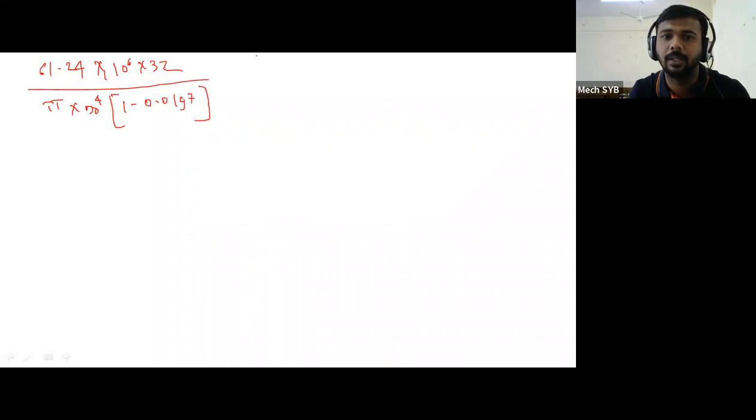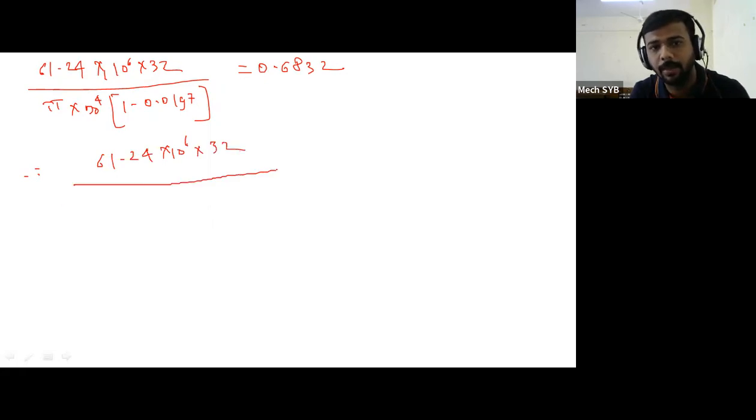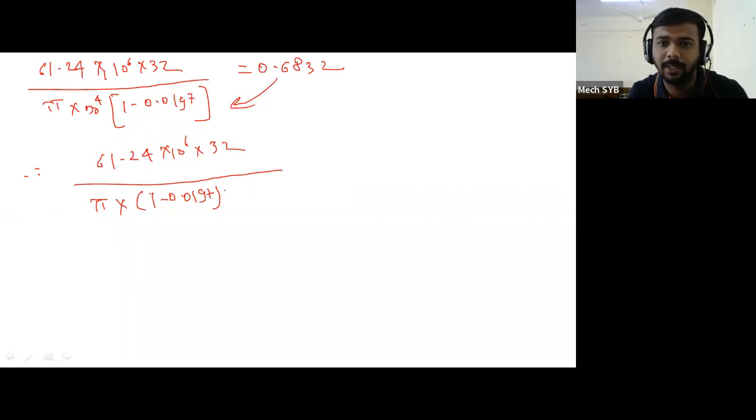61.24 into 10 raised to 6 into 32 divided by pi term. If you take d raised to 4 outside the bracket, then inside the bracket you are left with 1 minus 0.0197 divided by 0.6832. And you write the d raised to 4 term, then you will get the answer: 61.24 into 10 raised to 6 into 32 divided by this pi value as it is, into bracket 1 minus 0.0197. If you take this term down, it will get divided by 0.6832.